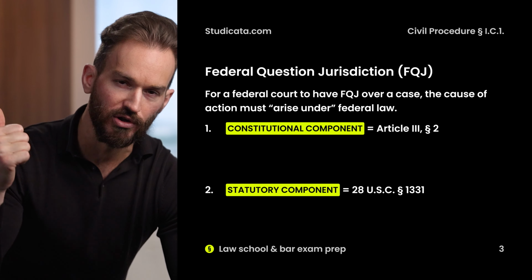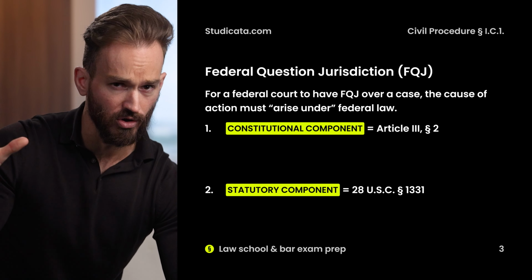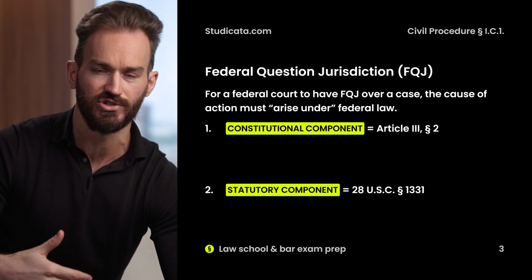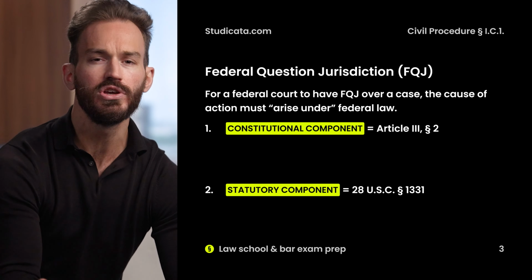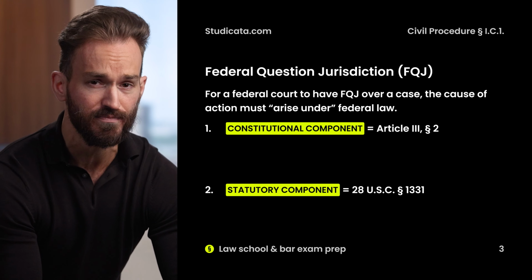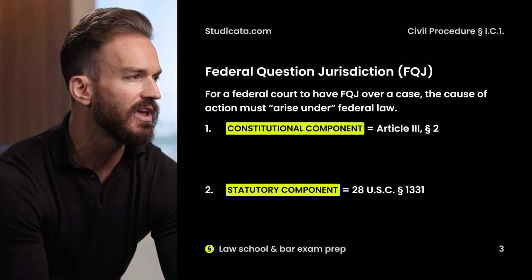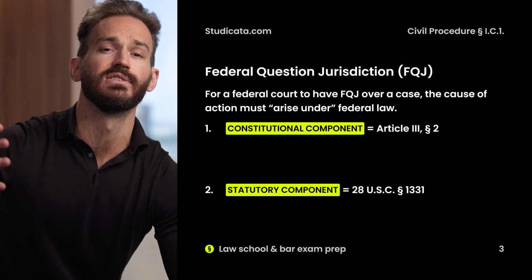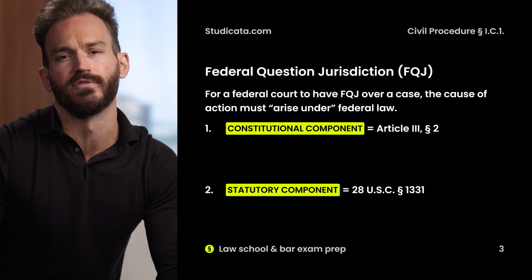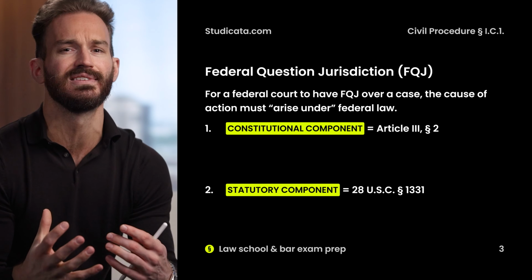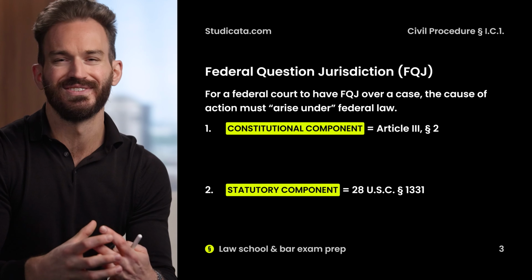So if we think to the U.S. Constitution, we know there's Article 1, Article 2, and Article 3. Article 1 essentially vests the power of the legislative branch to Congress. Article 2 vests the executive power to the President of the United States. And Article 3 vests the judiciary power to the United States Supreme Court and the entire federal court system. So Article 3 of the U.S. Constitution sets up our federal court system.